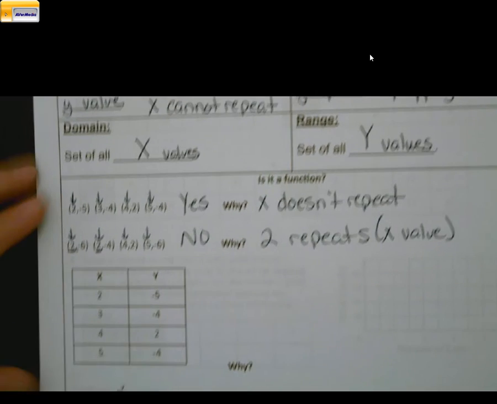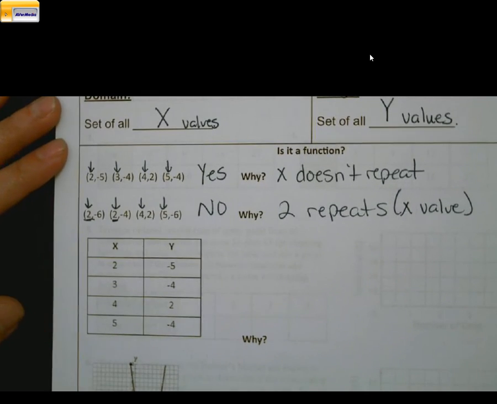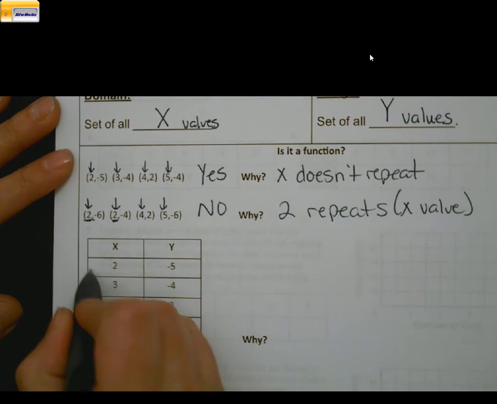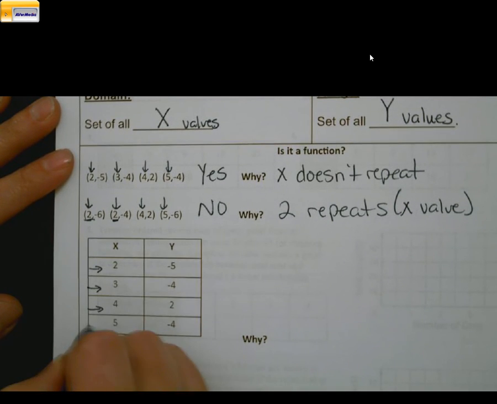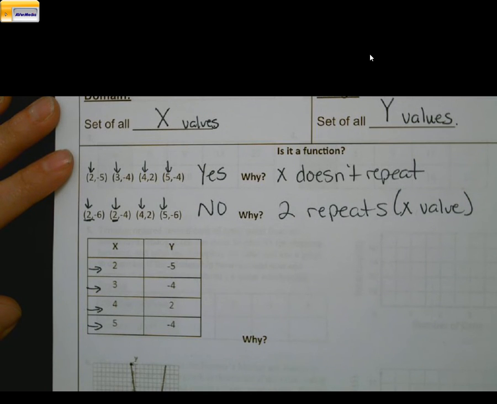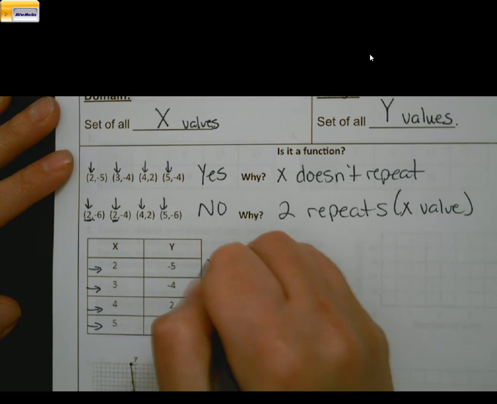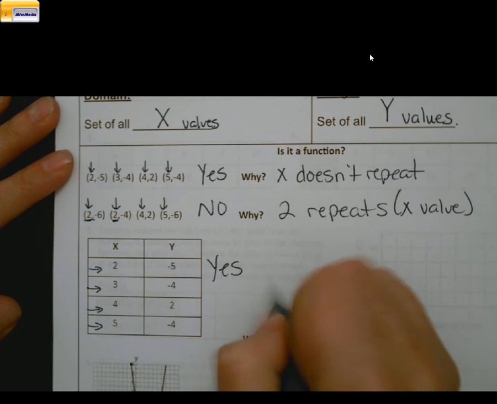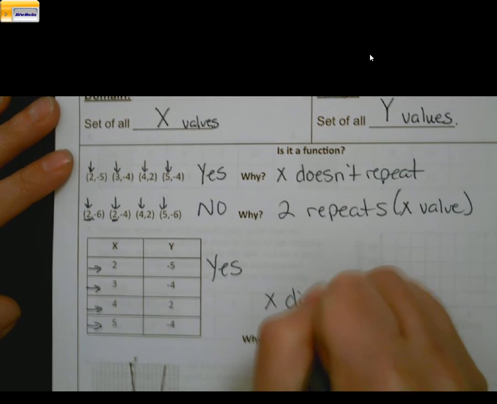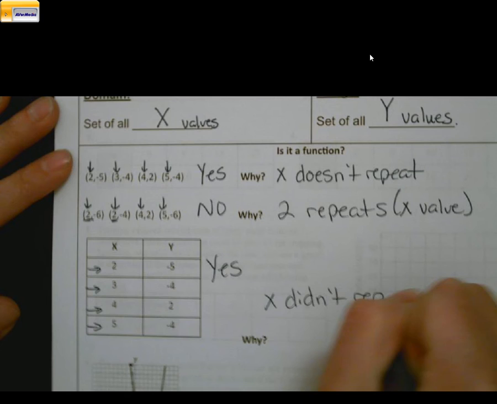All right, let's look at a table. So I'm going to look at a table similarly to what I looked at with my ordered pairs. I'm going to look at all my x values. Did any of those values repeat? 2, 3, 4, 5. None of them repeated, so yes, it's a function because x didn't repeat.